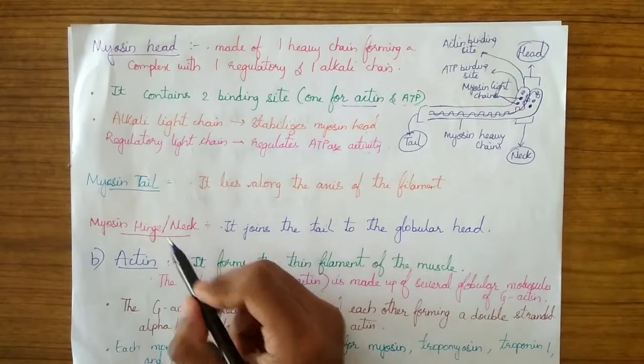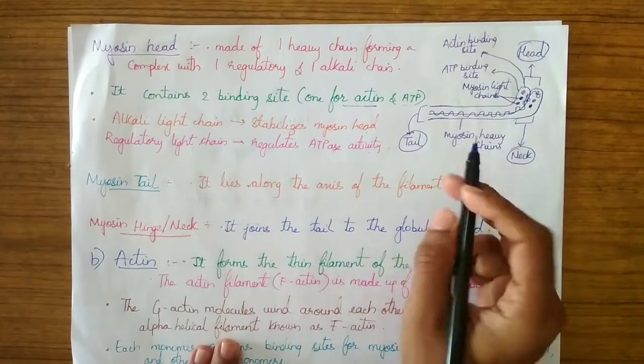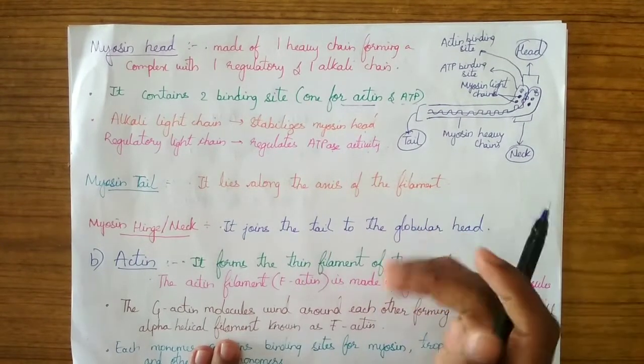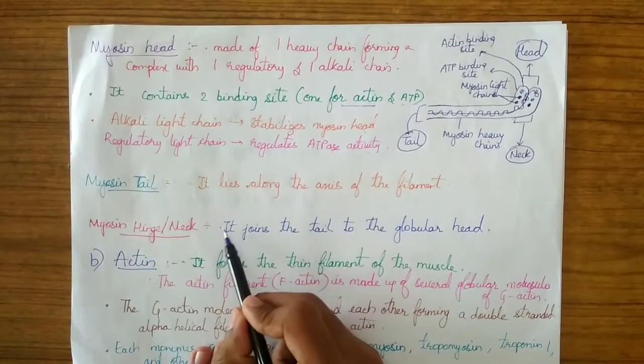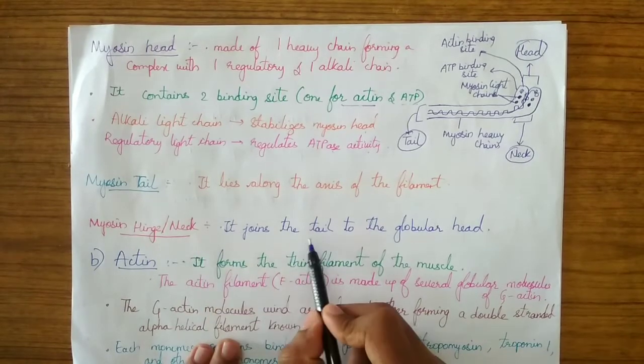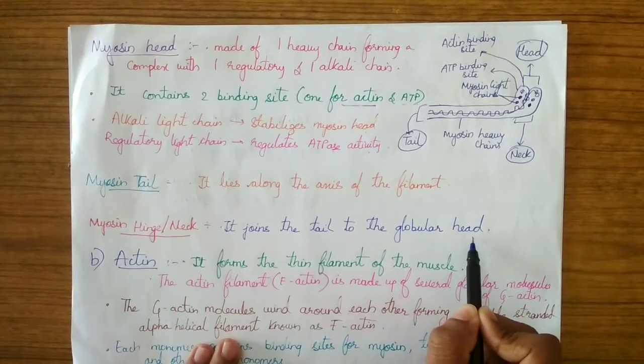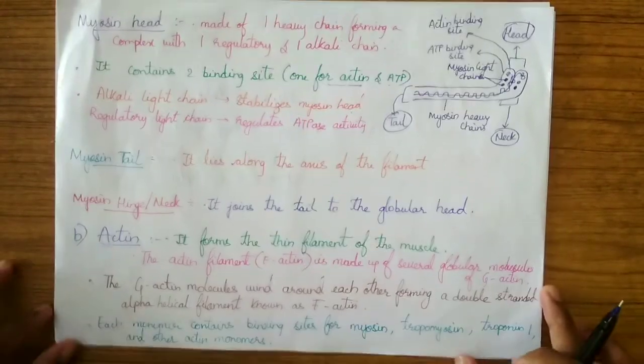Talking about the myosin tail, it lies along the axis of the filament. So it lies parallel to the filament. The myosin hinge or neck joins the tail to the globular head. It acts as a joint connection.